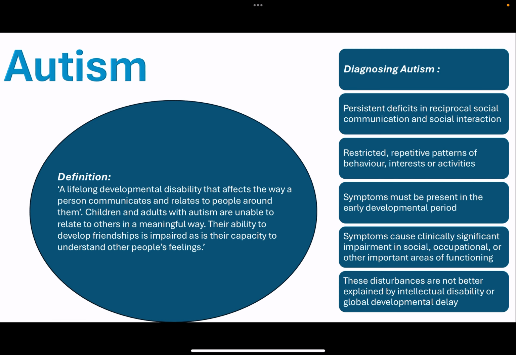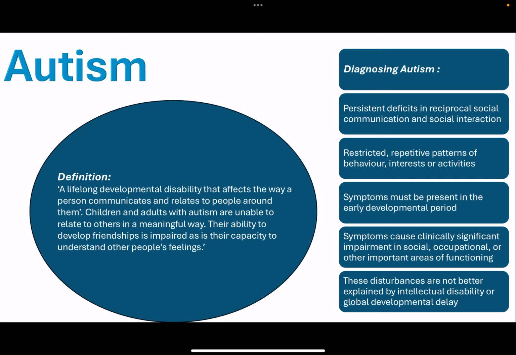Of the SEND needs, I'll be focusing on autism. The National Autistic Society in the UK estimates that autistic spectrum disorder is estimated to touch the lives of over 500 families throughout the UK. Autism is defined as a lifelong developmental disability that affects the way a person communicates and relates to people around them. The term autism spectrum disorder is a medical diagnosis.